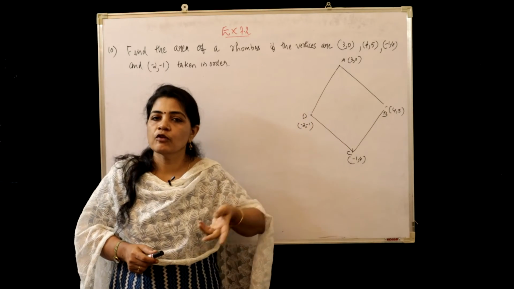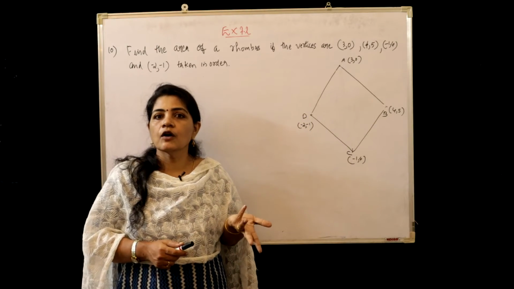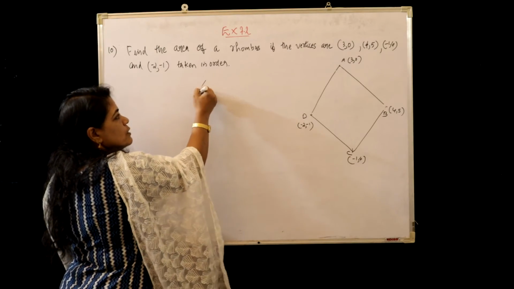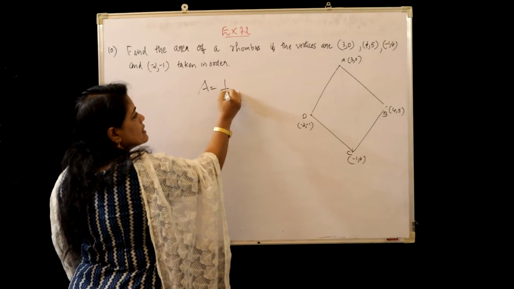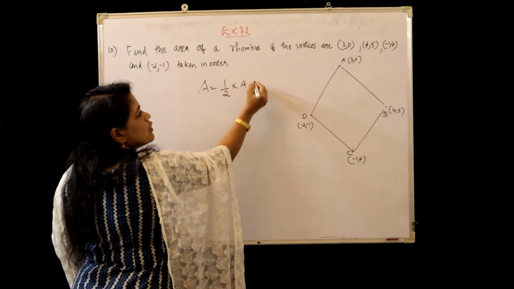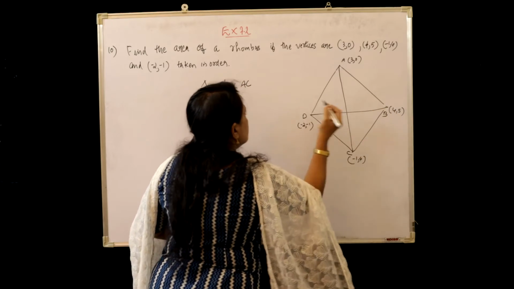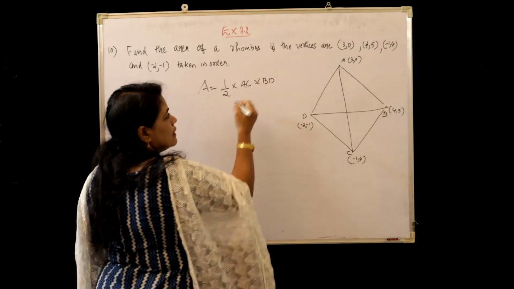Area of the rhombus by formula, what is that, children? That is half the product of the diagonals. Area of the rhombus by the formula we have learned is half into the product of the diagonals. Diagonals here means AC into BD.